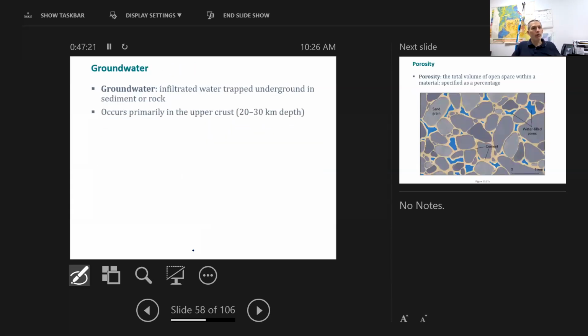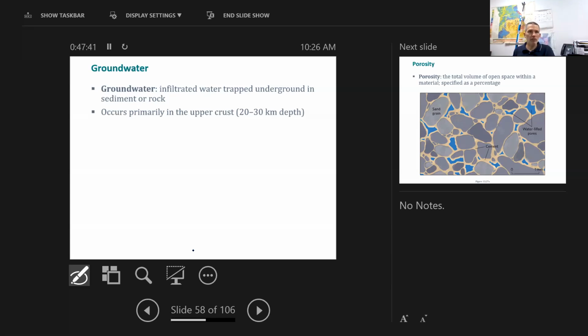Now, the next part of this chapter is going to be talking about water in the ground, otherwise known as groundwater. And so this only occurs in the upper part of the crust. Eventually, what's going to happen is if we go deep enough into the earth, the rock pressure is going to fuse together and seal up any of these cracks.